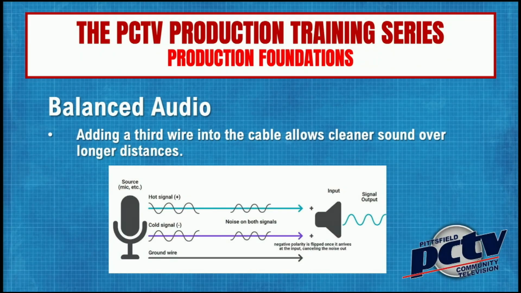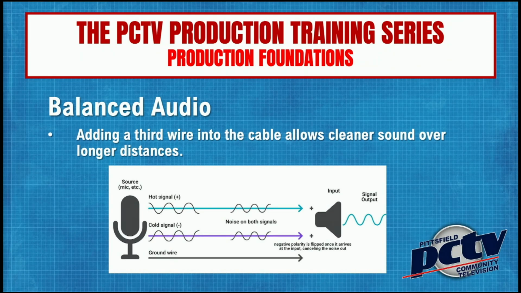What you'll see more often, and what will feel less common to someone who doesn't do a lot of television production, is a balanced audio connector. A balanced audio connector, in order to ensure the quality of the audio that's getting to the other end, adds a third wire into the mixture. This third wire has what we call a cold signal.